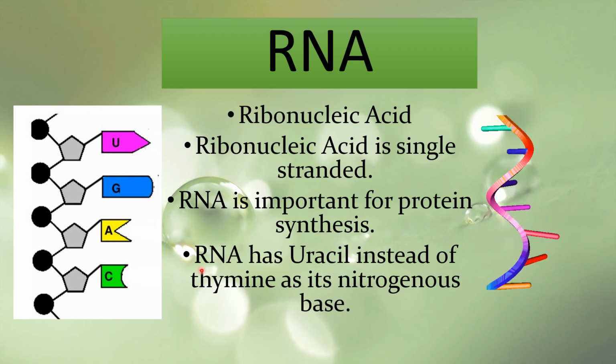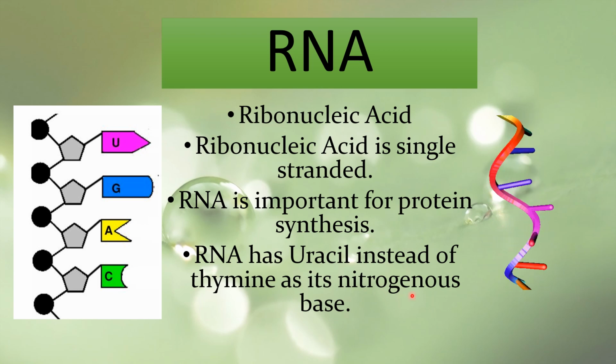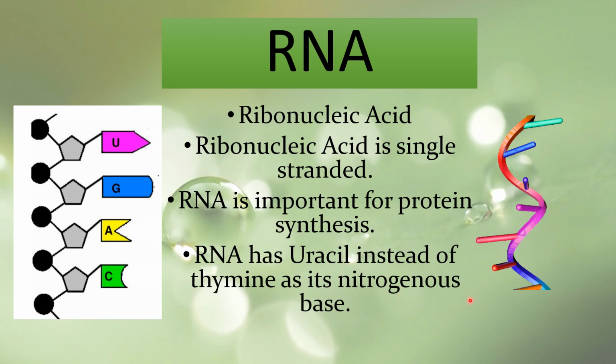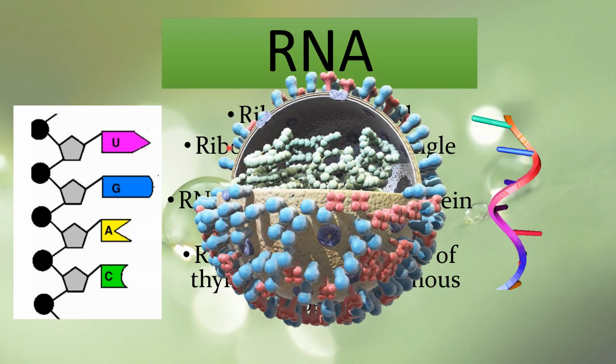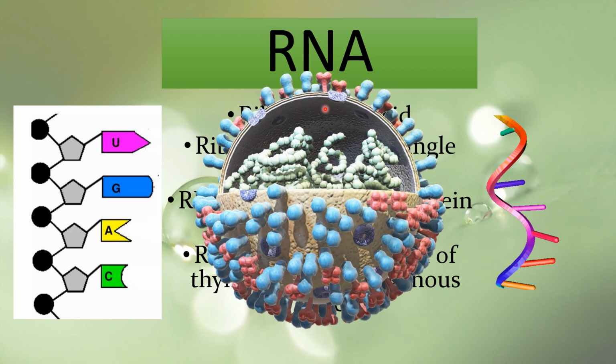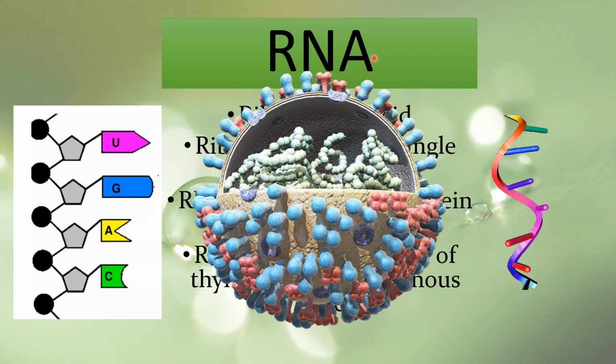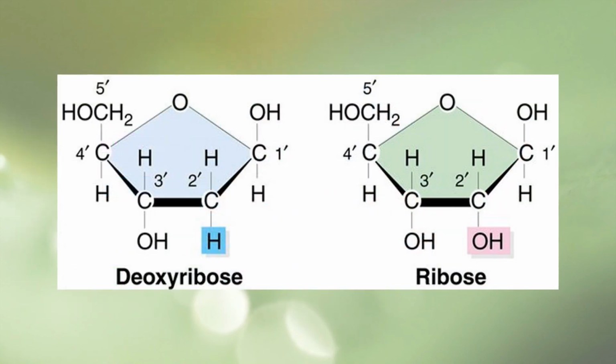Now, RNA also serves as the primary genetic material for viruses. Now, as you can see here, these green color things in this virus are RNA strands. Now, RNA strands and DNA strands are very similar and have very minute differences.